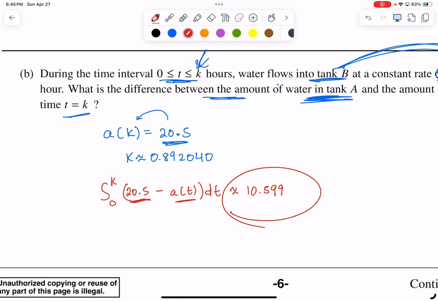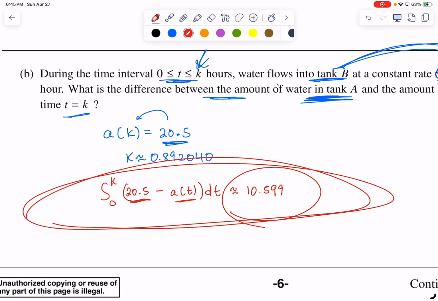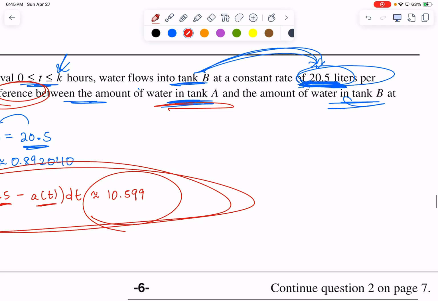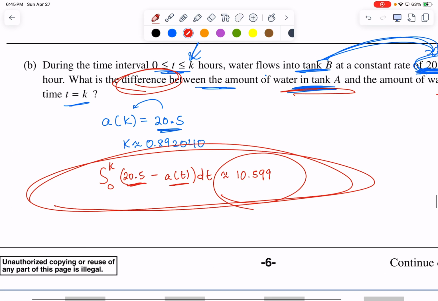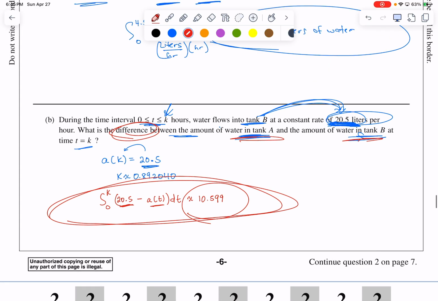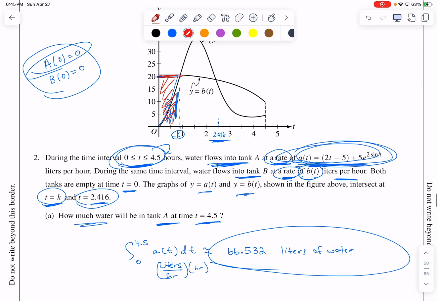Okay, but anyways, I've got it written here. You got to type in the 20.5 minus because they wanted the difference between tank A and tank B. Now listen, let me explain this. Is this not calculating area under the curve of 20.5? Yeah. So it's calculating all that red area minus all that blue area. So really it's finding the area between what?